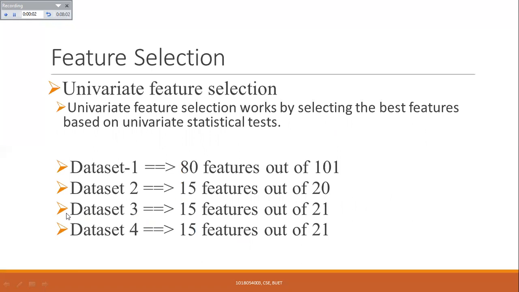Now, presentation, we use event presentation. For the data set one, we select 18 best features. And for the data set 2, 3, and 4, we use 15 highest scored features.